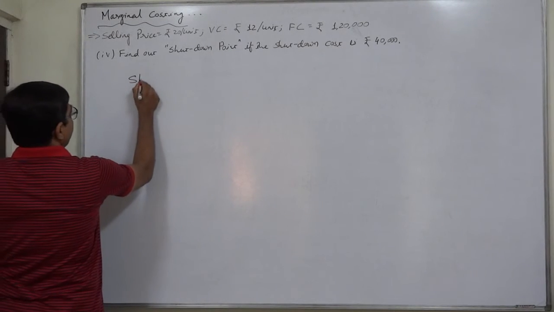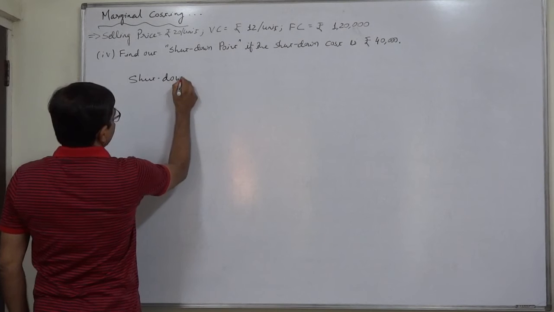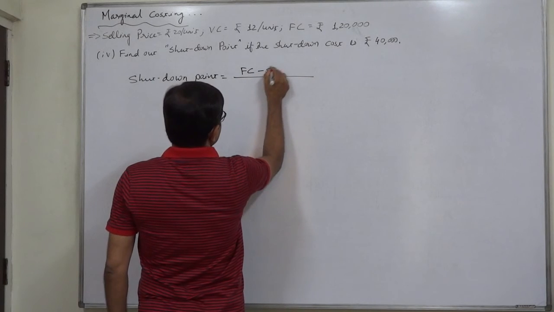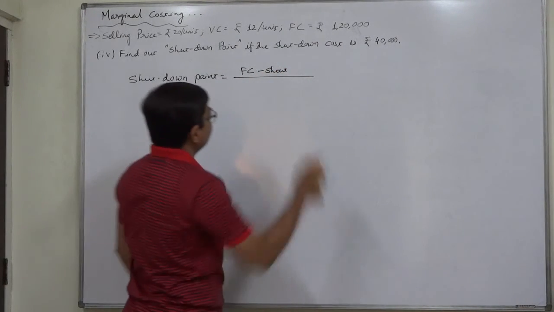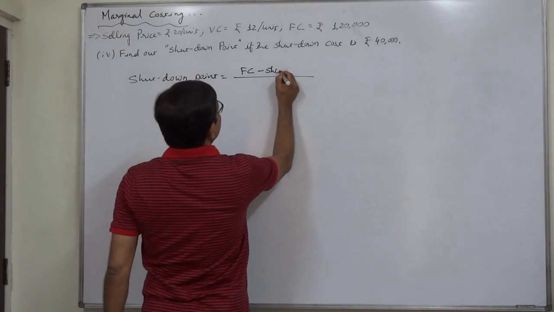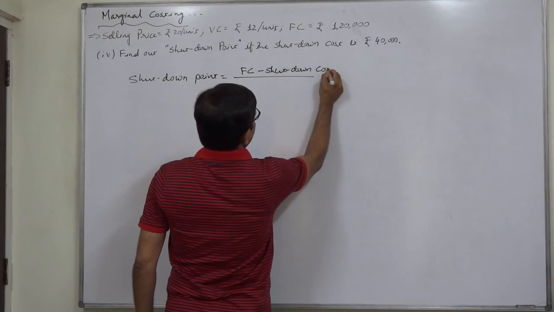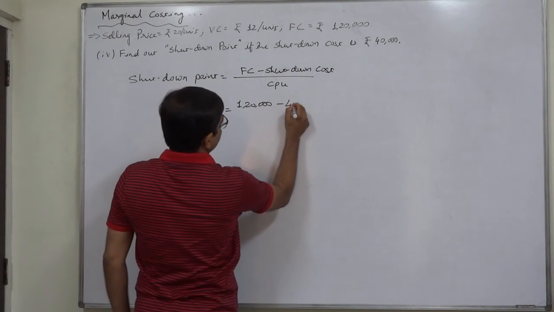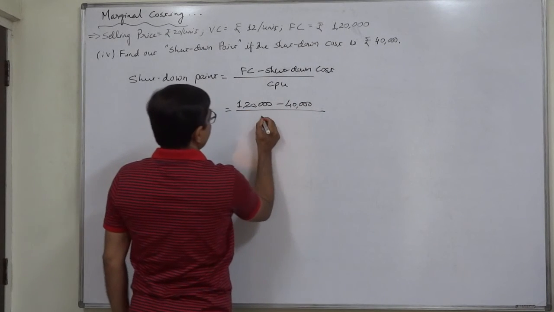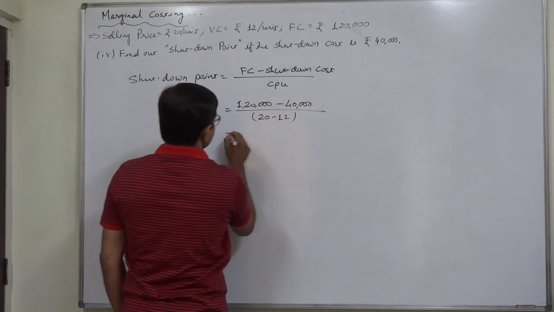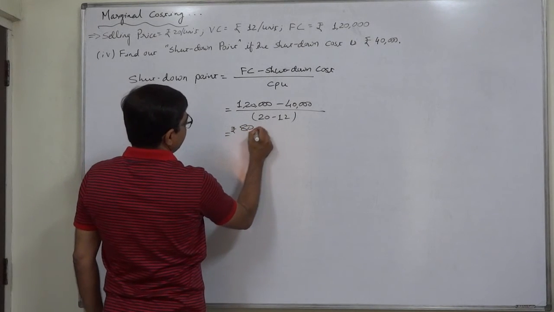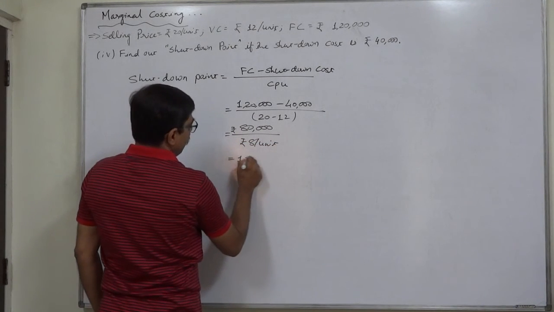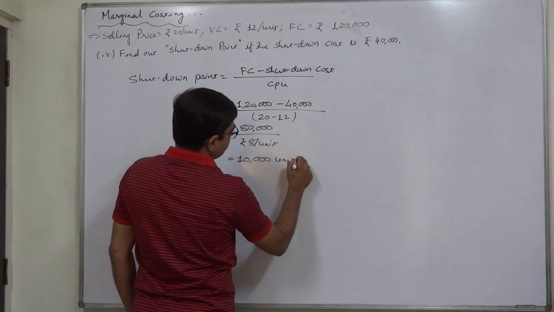The formula of shutdown point is like the formula of break-even point: fixed cost minus shutdown cost, upon contribution per unit. Fixed cost is 1,20,000 minus shutdown cost 40,000, upon contribution, which is selling price minus variable cost, 8. So ultimately it comes to rupees 80,000 divided by rupees 8 per unit. So the shutdown point comes to 10,000 units.